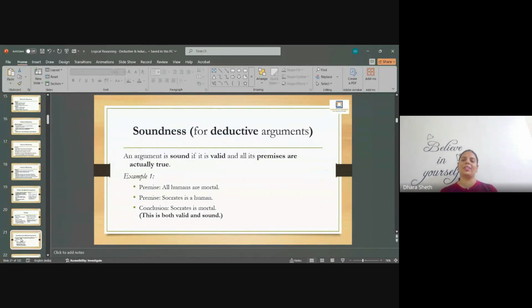Again, this is for deductive arguments. Soundness. An argument, a set of premise and conclusion, is called sound if it is valid and all the premises are actually true. Two requirements. First, it has to be valid. It should follow logic. Second, both premises, or whatever number of premises there are, are true. Only then can that argument be said to be sound.